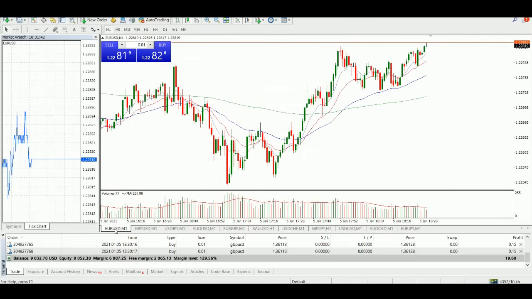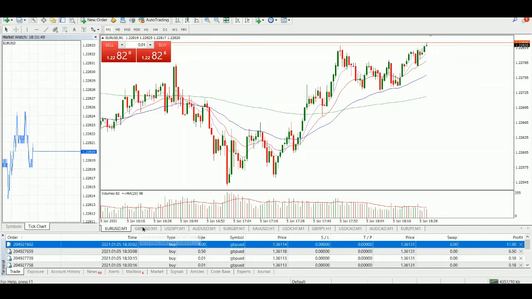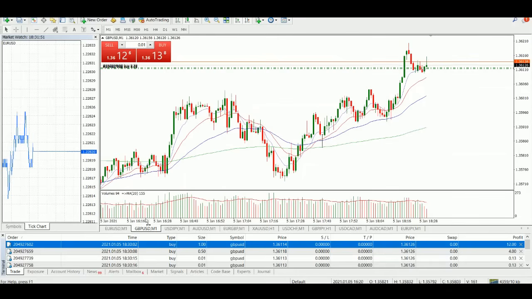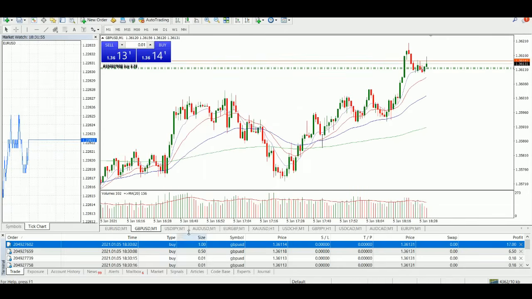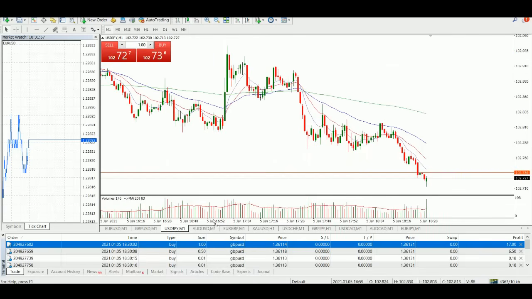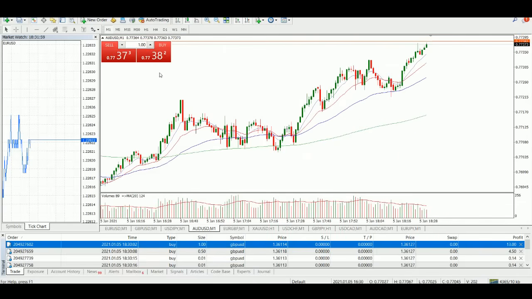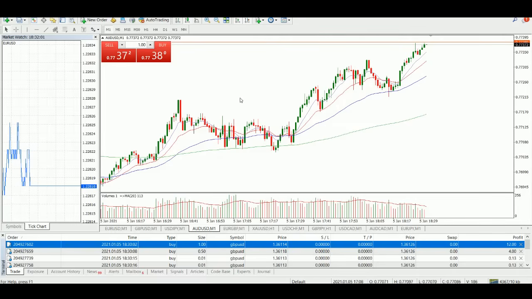Don't wait for the euro dollar. As you can see, it's going up and rejected, up and rejected. Why wait for it? Go with the best. Always follow the best. The best for the moment, or one of the best, is GBP dollar. USD yen is also great, and AUD dollar is also a great one.